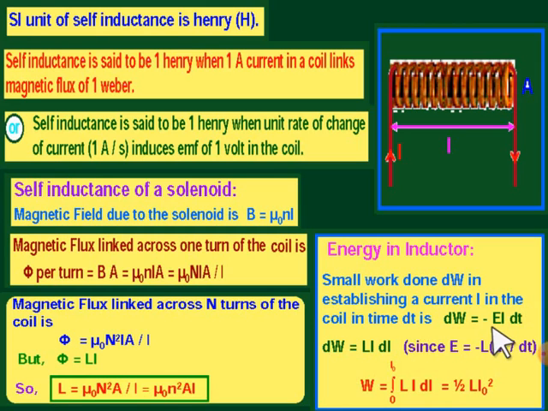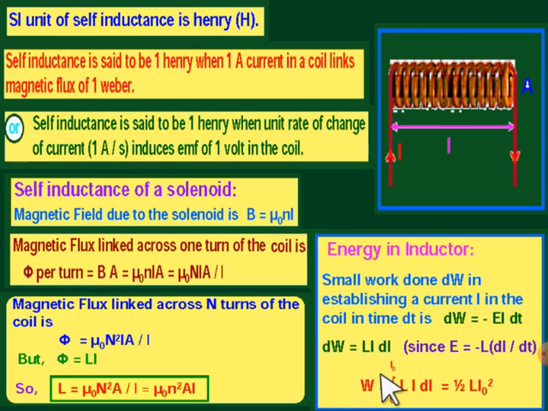Instead of E, you can replace it by that of what? L di. Got it? Since E is equal to minus L di by dt, somewhere in the previous one we have used it. So by using that, E will be equal to L di by dt, and if you put it there, then minus will be also with this minus plus, and it will be coming out as Li di.